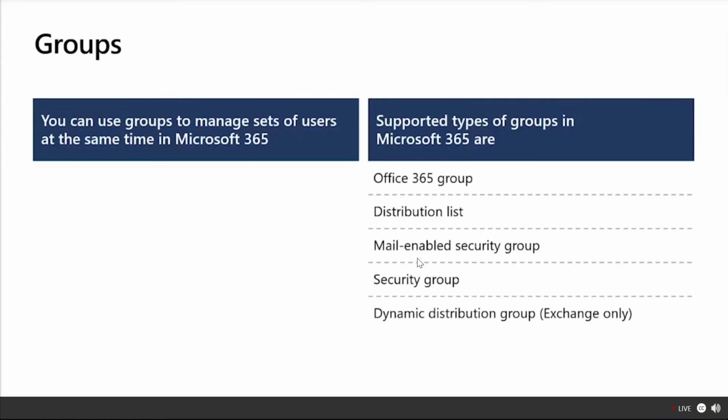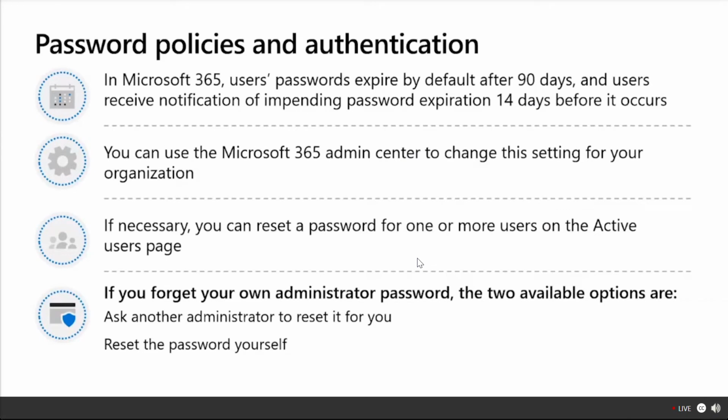Within Microsoft 365, you can use groups to manage sets of users. You can manage groups such as dynamic distribution groups in Exchange, mail-enabled security groups, Office 365 groups, and distribution lists. The Microsoft 365 Admin Center also allows you to change password settings for your users. By default, users' passwords expire after 90 days, and then users receive a notification of a password expiration 14 days before. So this is an example of a setting that you can change within the Admin Center.